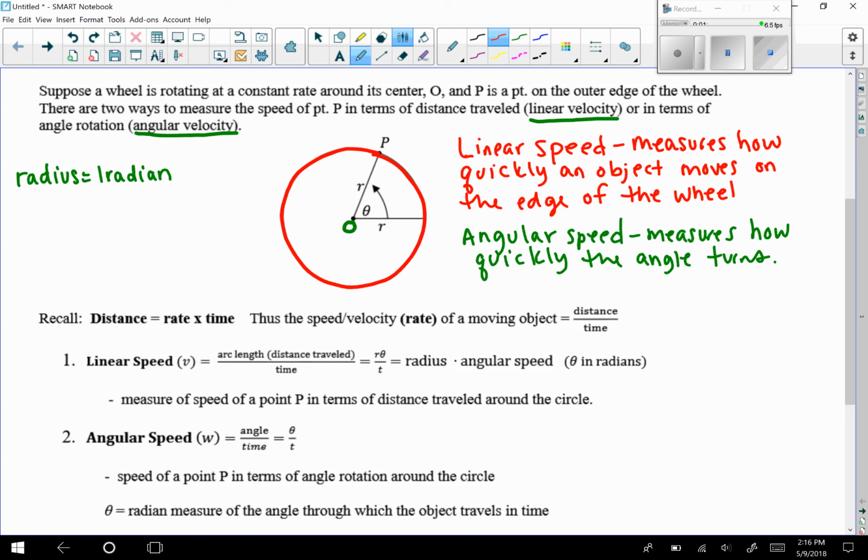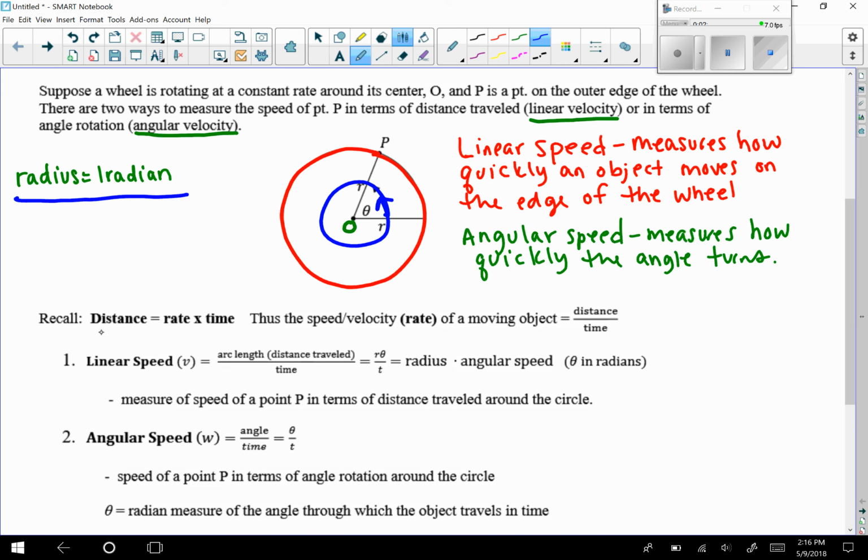Or we can measure in terms of the angular velocity. The angular velocity, which is also called the angular speed, measures how quickly the angle is turning. So we're measuring how quickly this angle is actually turning. Another thing we want to recall is that the radius is equal to 1 radian measure.